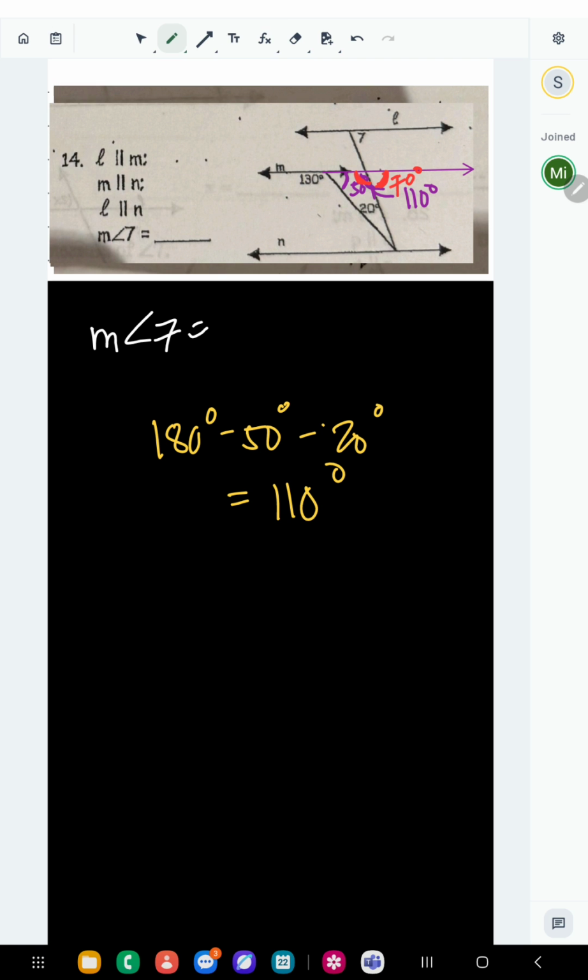Right? You got that? And angle 7 and that angle, since it's indicated here that L is parallel to N. So that means that angle 7, and the angle which has a measure of 70 degrees are corresponding angles, and corresponding angles are congruent. Therefore, the measure of angle 7 is also 70 degrees. You got that? You understand? Okay, good.